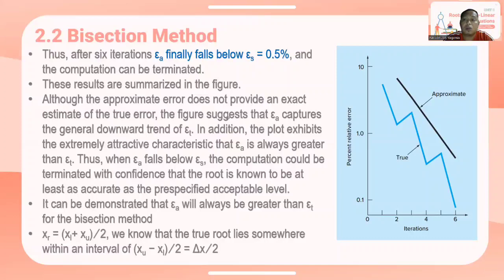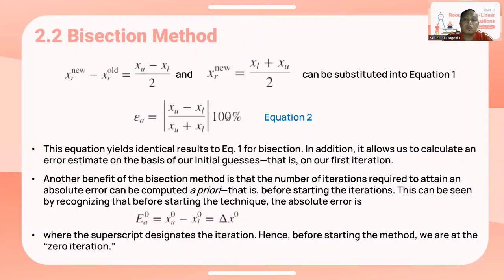Then XR is equal to X sub L plus X sub U over 2. We know that the true root lies somewhere within an interval of X sub U minus X sub L over 2, or delta X over 2. So with that equation, this can be substituted into equation 1.